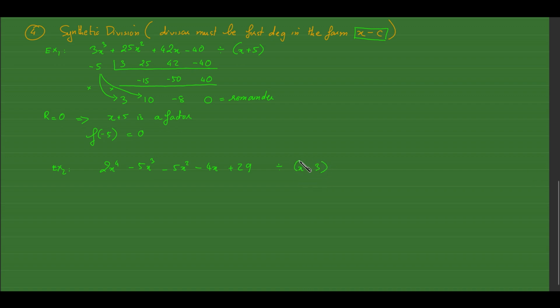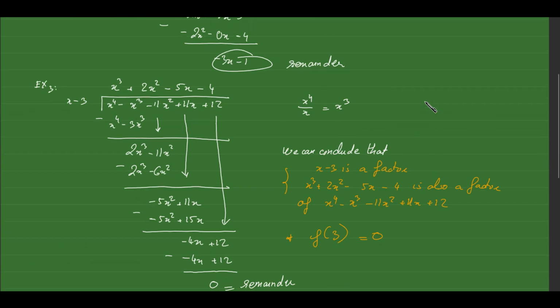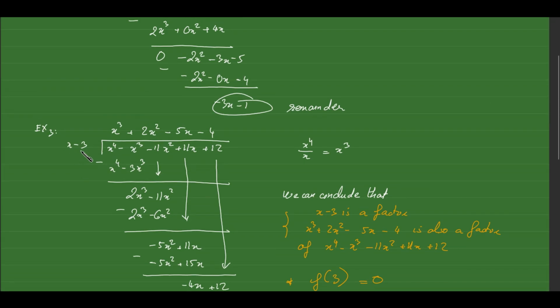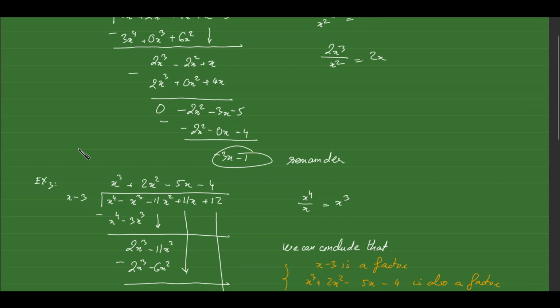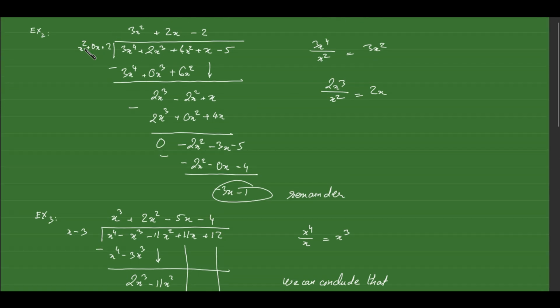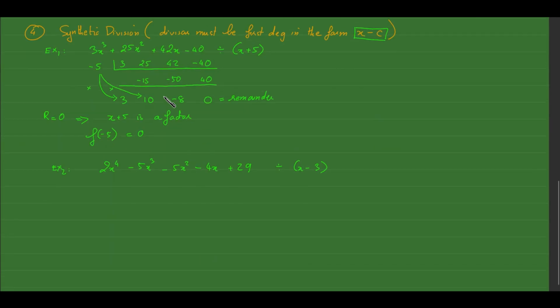So you see that my divisor is always in this form. If it's something different, then we cannot do it. For example, the one right over here, I can do synthetic division because it's x minus c. But look at this one, I cannot do synthetic division because this is x squared plus 2. I must do long division, which is the way we set up like this. So let's set up synthetic division.